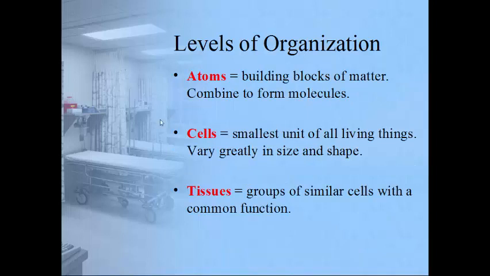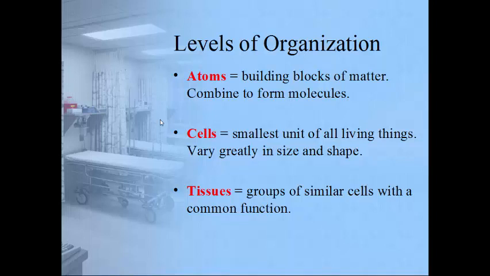Alright, we'll start with the most simple, then move up to the more complex. The first one, atoms. These are the building blocks of all matter. And atoms are what combine to form molecules. And we'll talk about those in our next chapter when we talk about basic chemistry. After that, we have cells. This is the smallest unit of all living things. These will vary greatly in size and in shape and in function. And we'll talk about cells in Chapter 3, I believe.